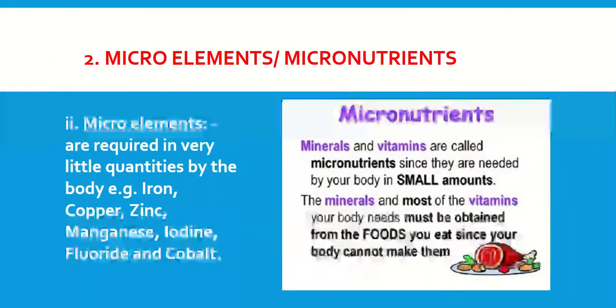Now, the second group of mineral elements is microelements or micronutrients. Microelements are required in very little quantities by the body. Micro means little or small. Since they are needed by the body in small quantity, the minerals and most of the vitamins the body needs must be obtained from the food you eat, since your body cannot produce them.